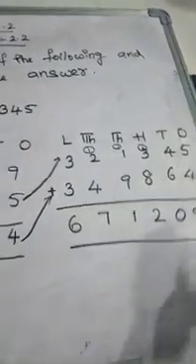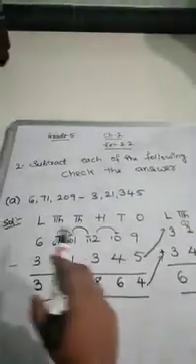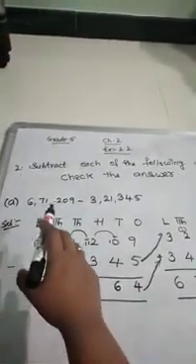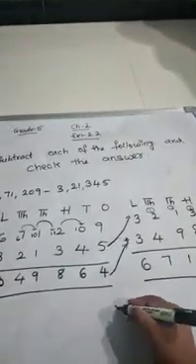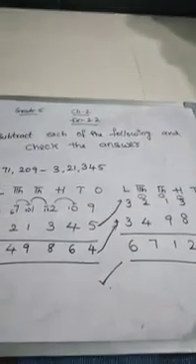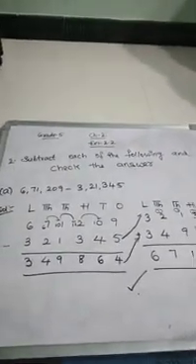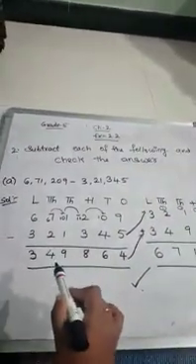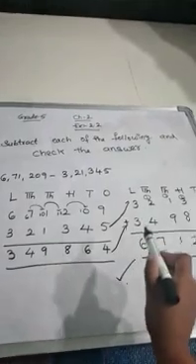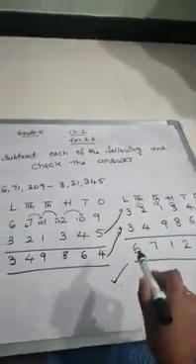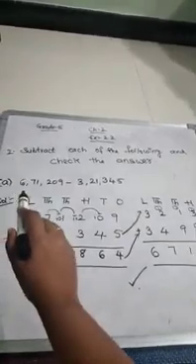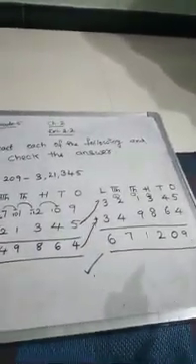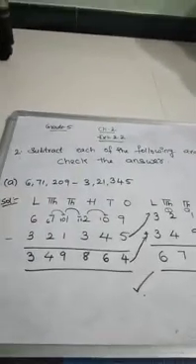So we got 6,71,209. Is it the same answer or not? 6,71,209. So our calculation is correct. This is the way to check the answer. Understood? Like this we have to solve the problem. We take the subtrahend number first, next the result of the subtraction, and we add both. After adding, if we get the first number, we can say that our calculation is correct.